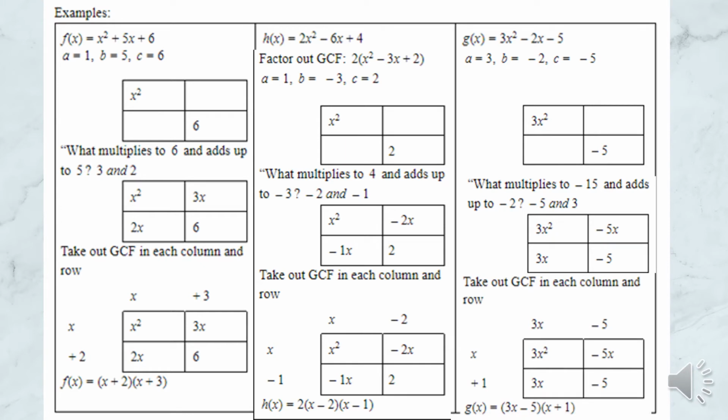So if I'm looking at the first column, I have 3x squared and 3x. Both of those have a 3 and an x in them, so that's my GCF. In the second column, I have negative 5x and negative 5, so the GCF is negative 5. In the top row, I have 3x squared and negative 5x, both of which share an x. And then I have 3x and minus 5, which have nothing in common, so I just take out a 1. I combine those outsides together to get my 2 binomials, so I get g of x equal to 3x minus 5 times x plus 1.